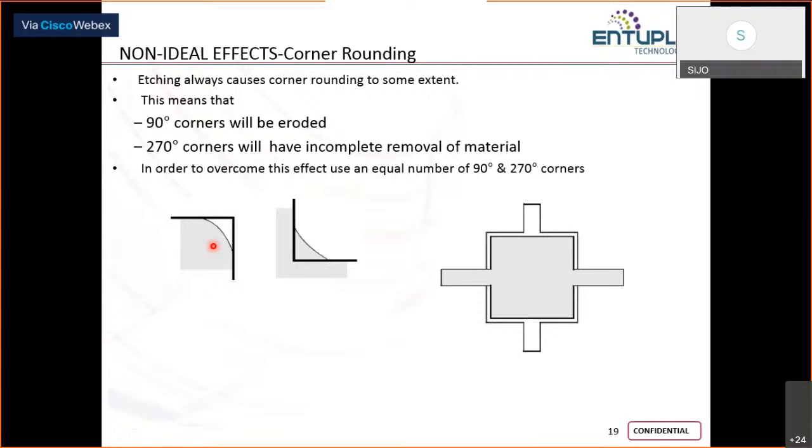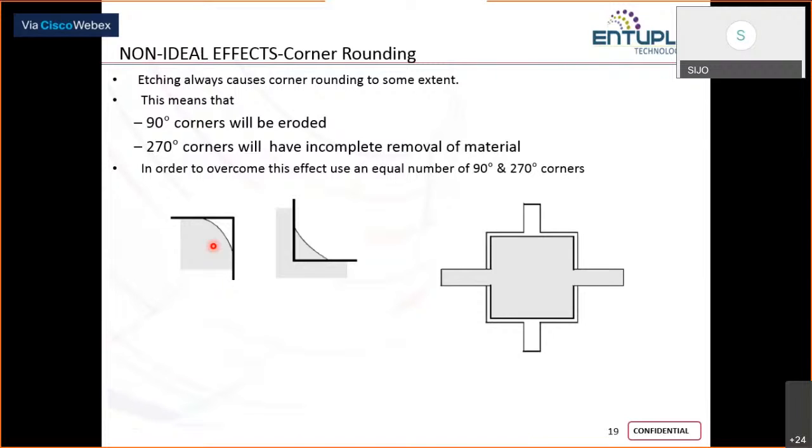But at a certain instance, we can't avoid these corners also. So in the present scenario, even if you can't avoid these 90-degree or 270-degree corners, what you can do is overcome those effects. In one side you can see it is etching more, and on the other side you can see the incomplete removal of the material.